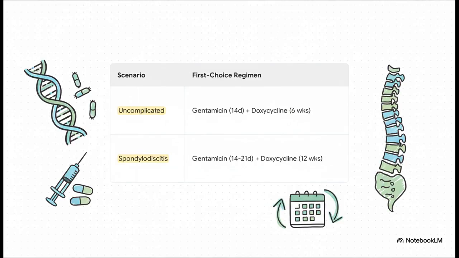Now, if we look at the Dutch guidelines, they're on a similar page for standard cases. They also love that gentamicin-doxy combo. But here's where they get really specific. And it's a great clinical pearl. For spondylodiscitis, that nasty spinal infection, they don't mess around. They explicitly say to double the course of doxycycline, taking it for a full 12 weeks. That's a huge commitment, but it's what it takes to clear the infection from the bone.